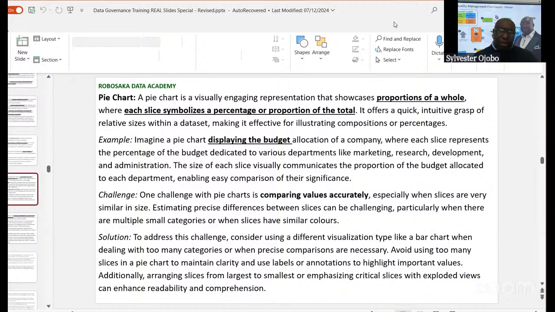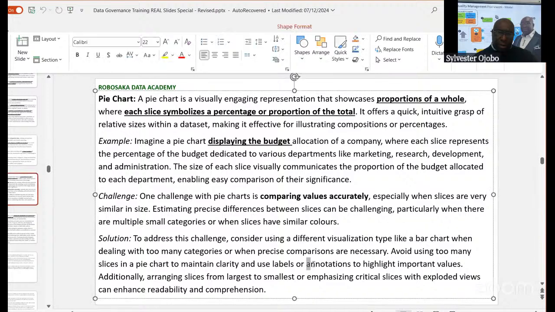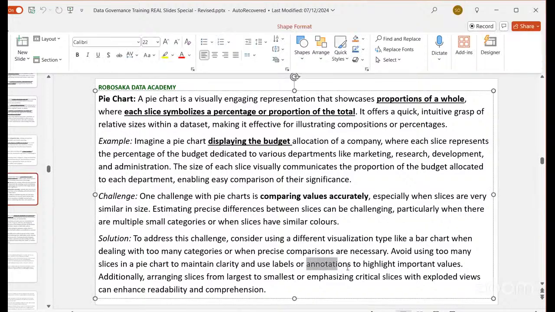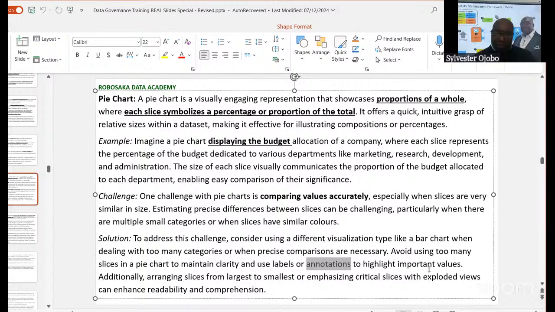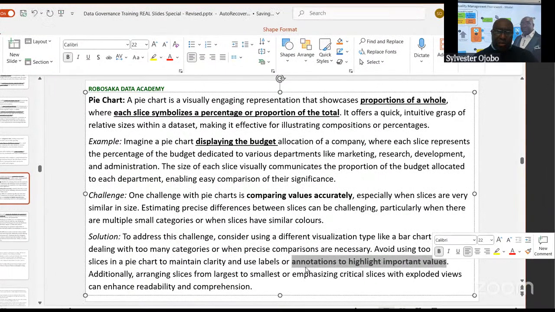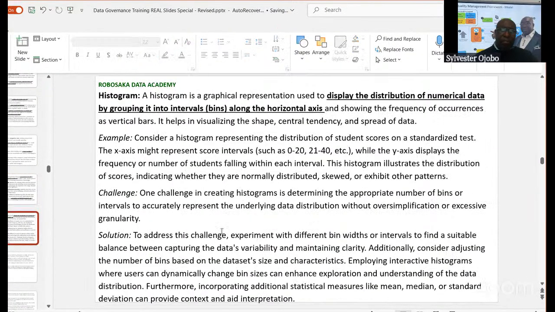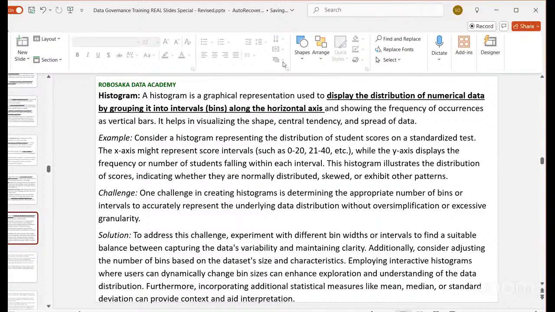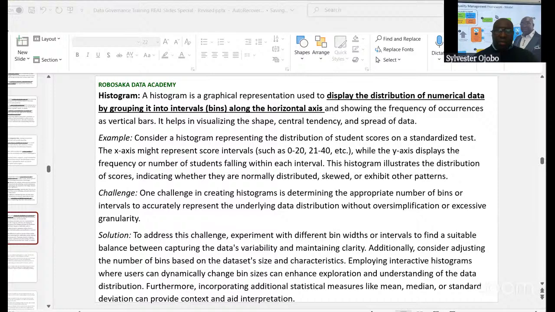So very important. I think, Nicola, do you want me to highlight it? Yes, please. Yeah, to highlight important values. Yeah, so that's it. I just went a little bit out of my way to explain the annotation to you a little bit. Okay. We also have histograph.